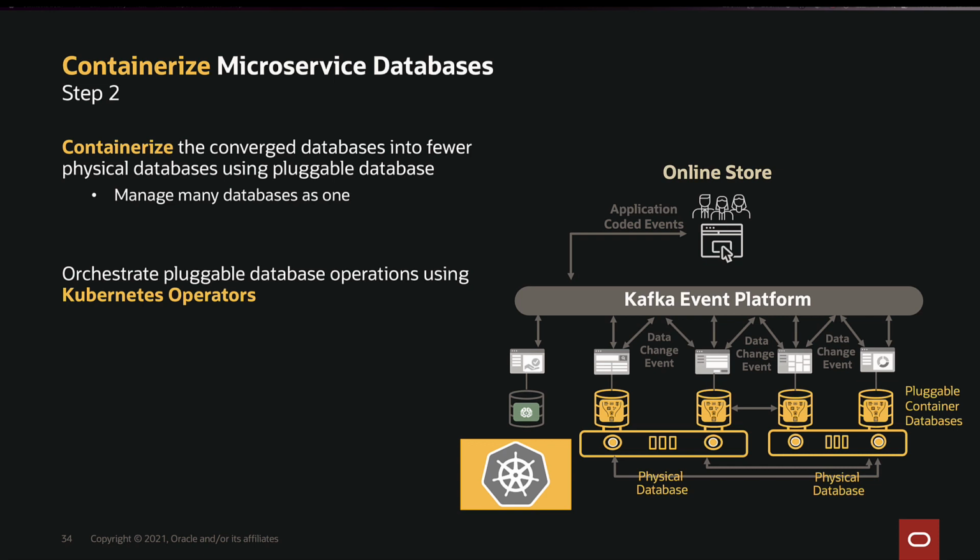Next, let's leverage Oracle's multi-tenant technology to containerize the converged databases into fewer physical databases using pluggable databases. Note that we now have a physical container database known as a CDB, which houses the pluggable container databases. This model allows me to manage many databases as one. In this step, we also included the use of Kubernetes operators to orchestrate pluggable database operations.